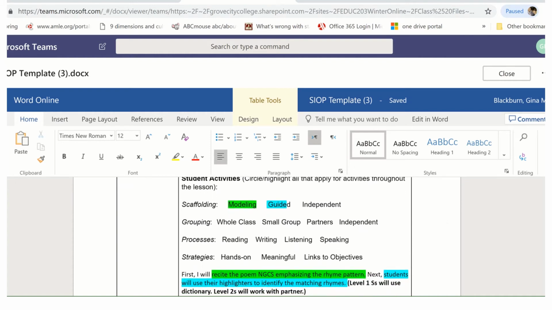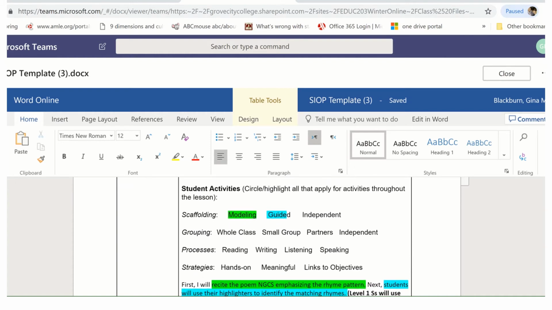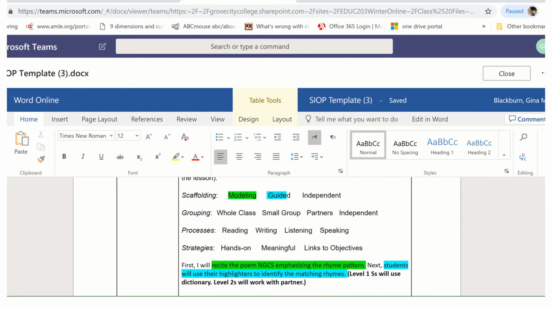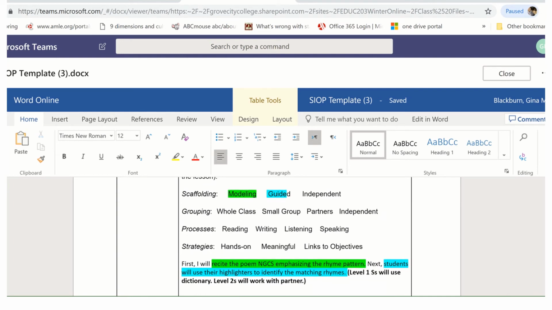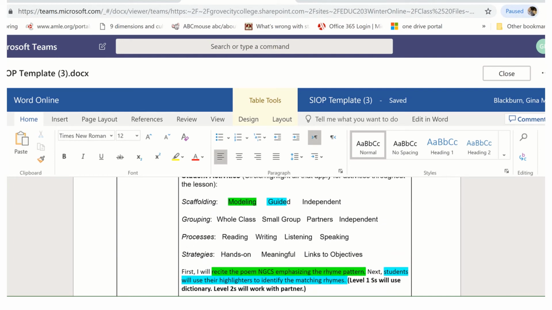But they have you highlight the different student activities that are going to be happening in the lesson. So what I want you to do is color coordinate them with what's going to happen in your lesson. So for example, with your scaffolding, what is that going to look like? So if I'm using modeling, then I'm going to highlight that in a particular color.